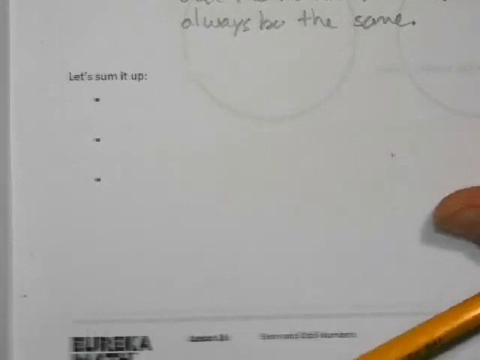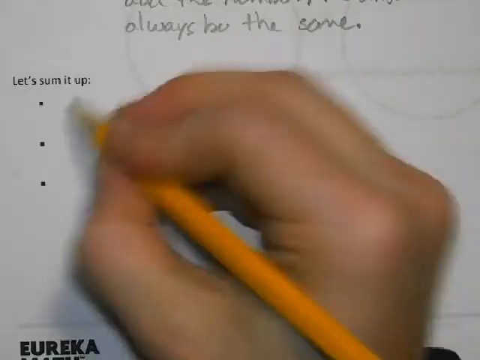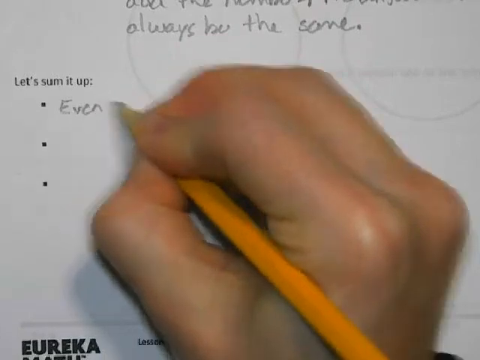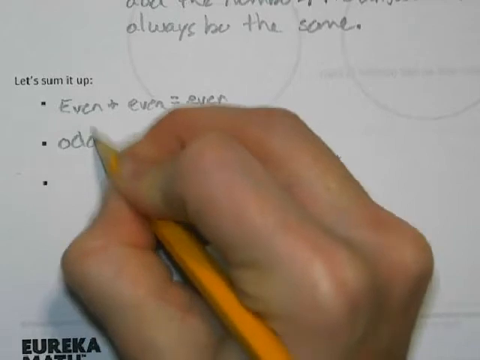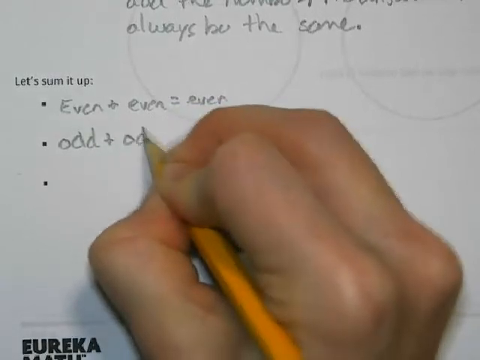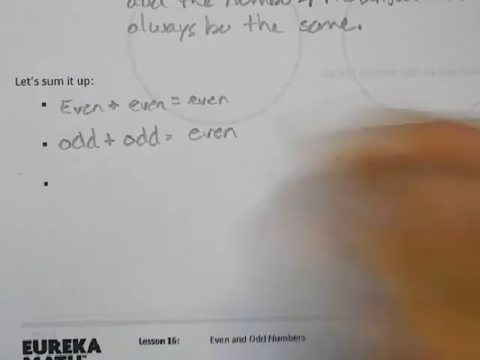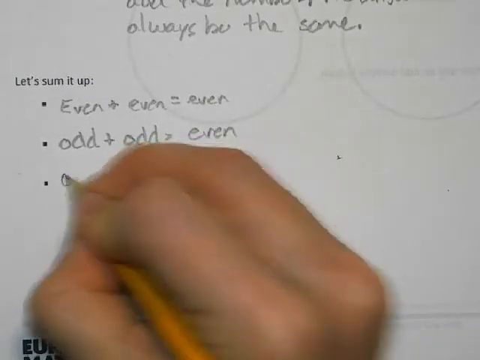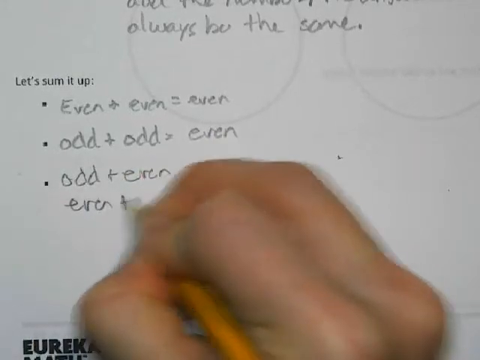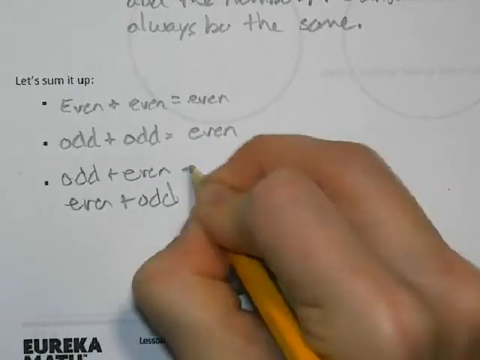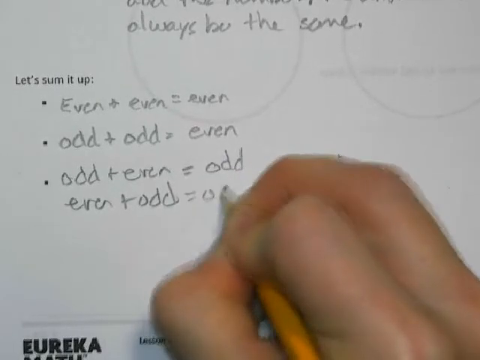So down here, we're going to sum it up so you can do 4 and 5 with a partner. So the rules here: an even plus an even will give you an even number. An odd plus an odd will give you an even number. An odd plus an even or an even plus an odd will give you an odd answer.